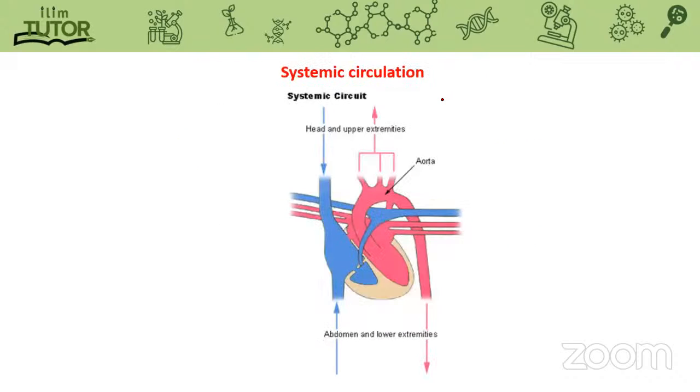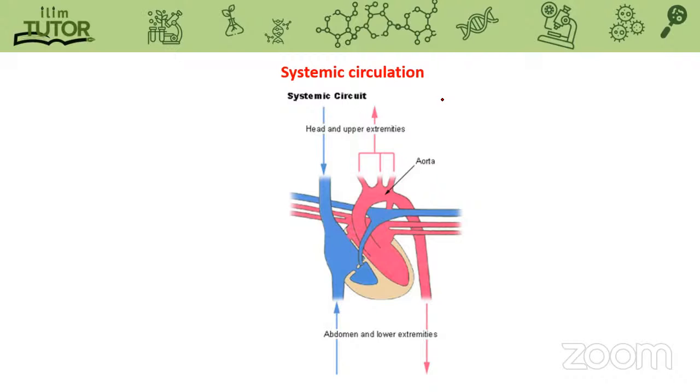So next we look at systemic circulation. Like I said, we can divide the double circulation into pulmonary and systemic circulation. So as far as systemic circulation is concerned, we're talking about the movement of blood between the heart and the other parts of the body.